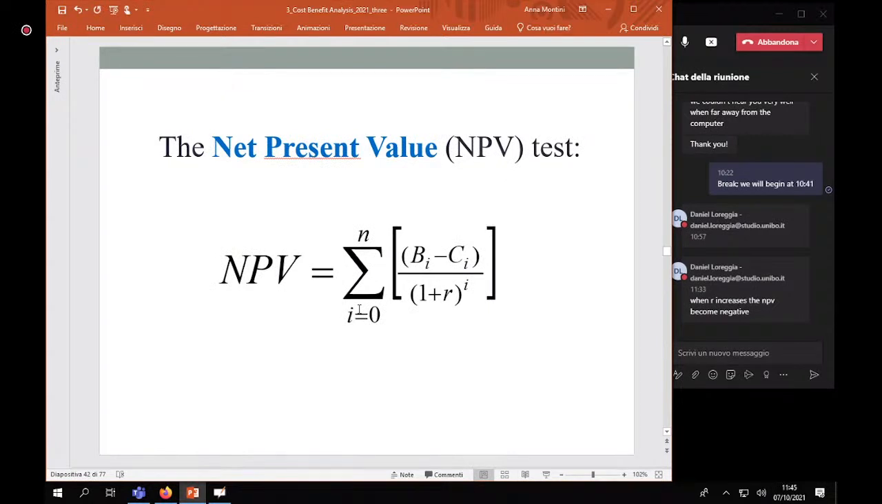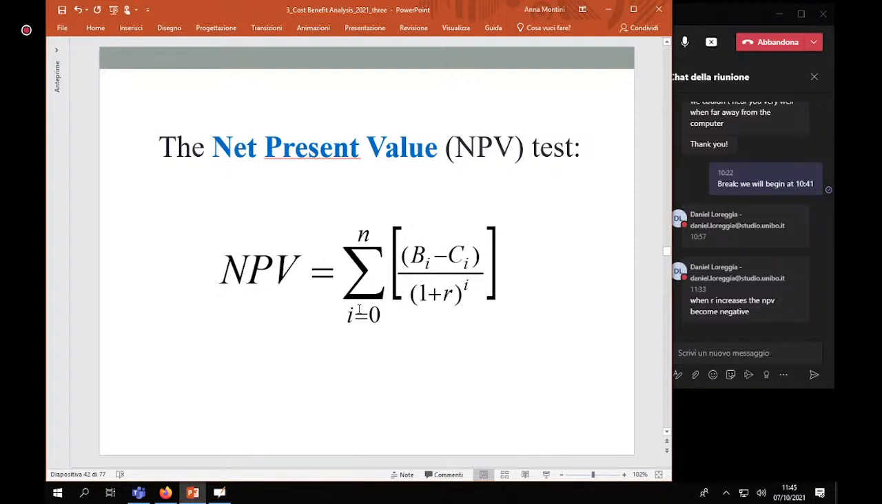Okay, the net present value test is the same, even if you have a private project or a social project or a project with environmental effects. Okay? So the test is the same, but the figures that you have to estimate to calculate the net present value depend on the kind of project that you have. Okay? Are there questions?